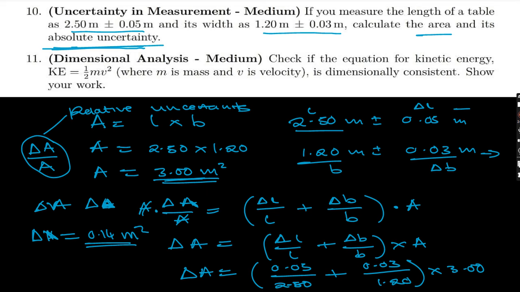Now we can represent our answer in the form area plus or minus delta A, which is 3.00 meters squared, plus or minus 0.14 meters squared. This is how you present your answer. Guys, you should be following the steps the way I'm presenting my work. This is how you should be answering when you are asked in your test or in your exam.